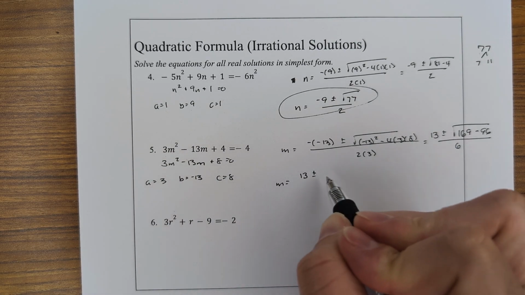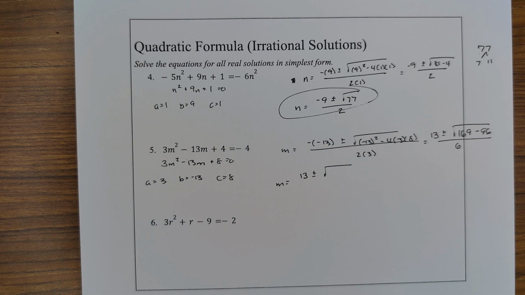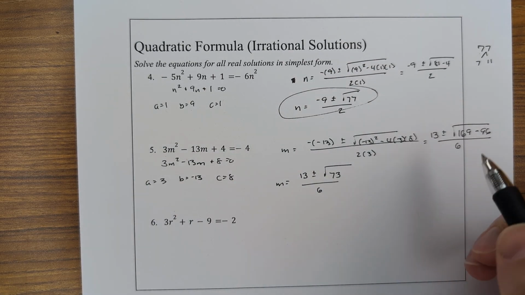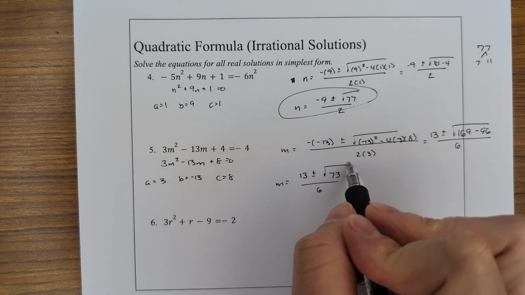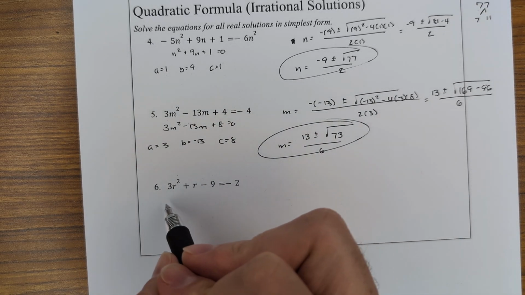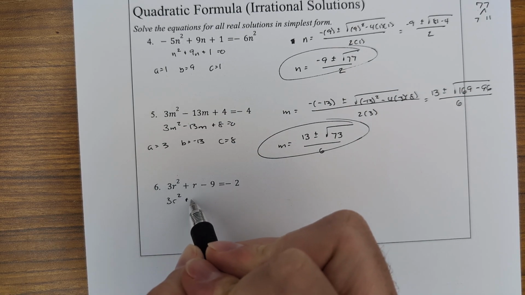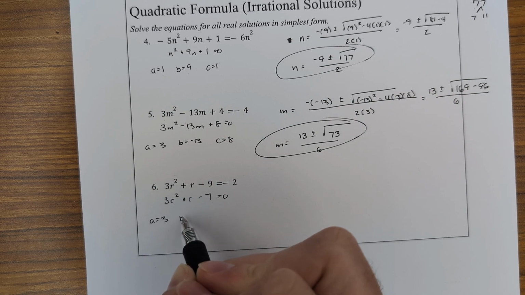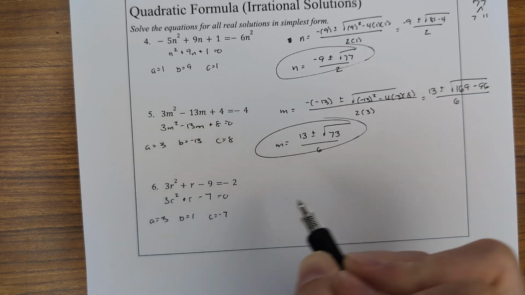So 13 plus or minus the square root of 169 minus 96, which is 73. And once again, 73 is also prime and does not factor. So that is our solution. All right, so for our last one, add the 2 across, which gives me negative 7. So a is 3, b is 1, c is negative 7.